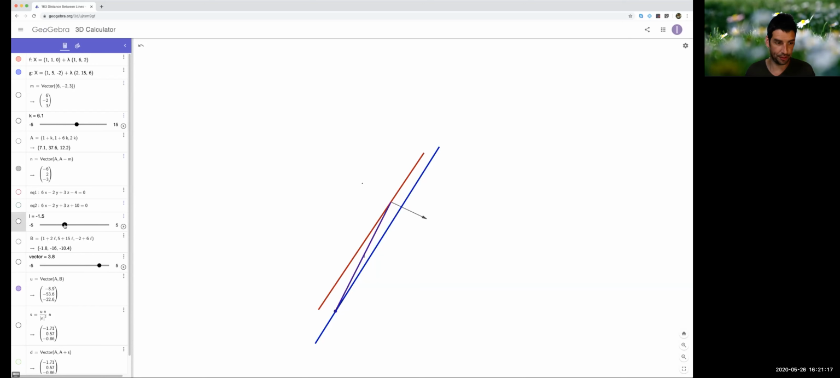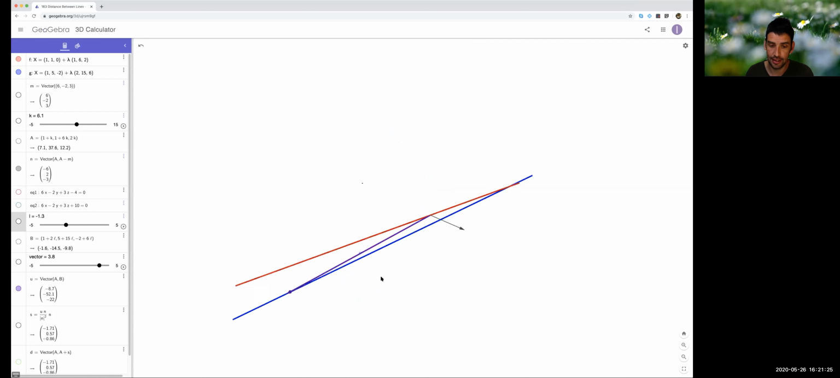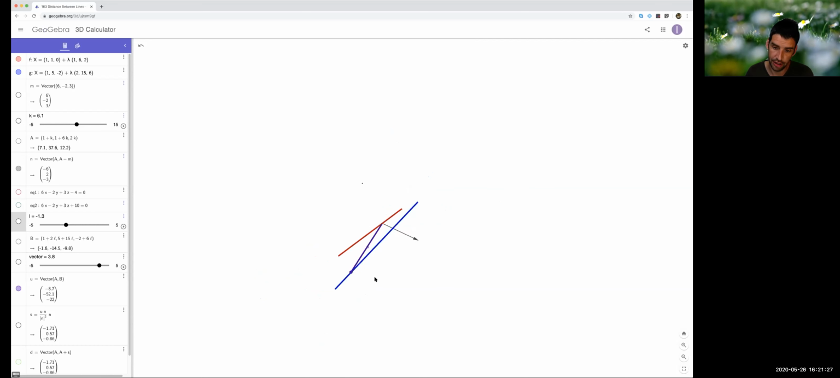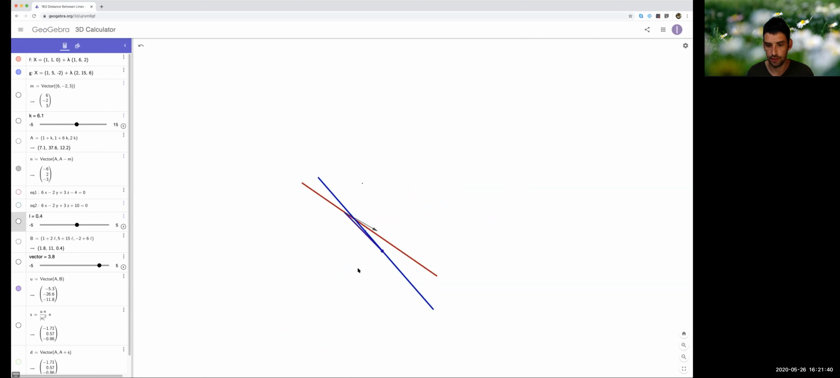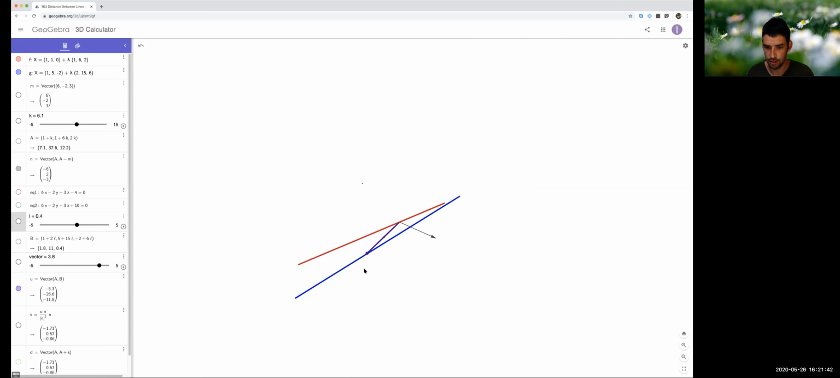Here's what I'm going to do with this vector, right? Because all I need to come up with this vector is a point on each line, which we have from their equations. I can project that vector onto... I'm trying to find a good viewing angle for this. Let me make one of them a little shorter, make it easier to see. Let's zoom in.